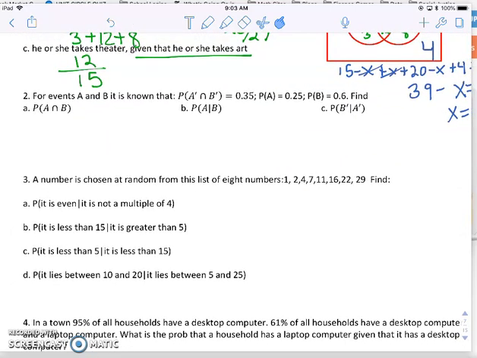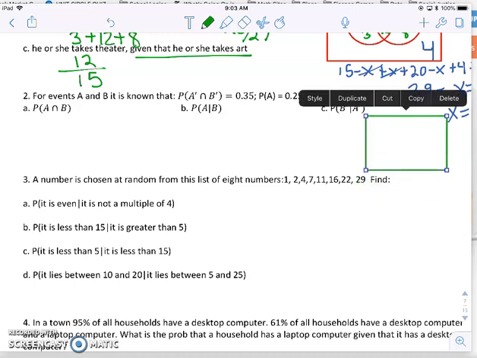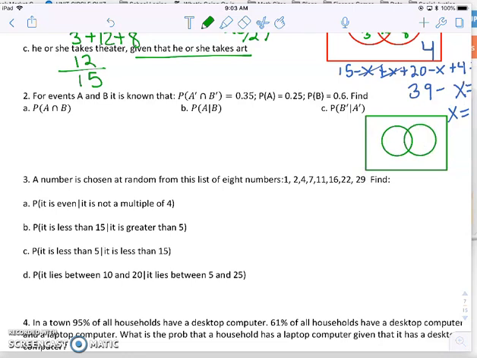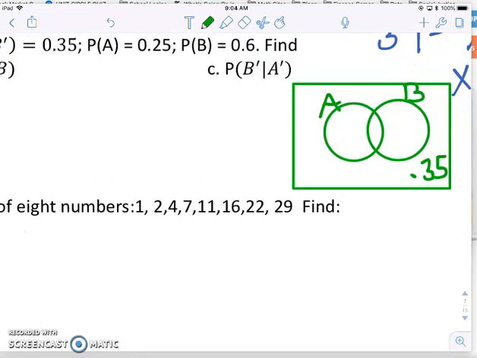So the second one here, for events A and B, it is known that not A and not B is 0.35. The probability of A is 0.25 and the probability of B is 0.6. And then we have some probabilities to find. So let's see if we can draw a Venn diagram again. So we have A and B. So we know not A and not B is 0.35. So that means 0.35 has to be on the outside.